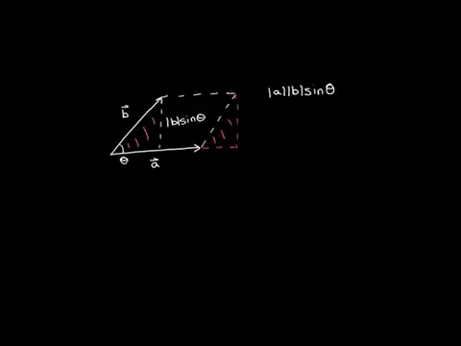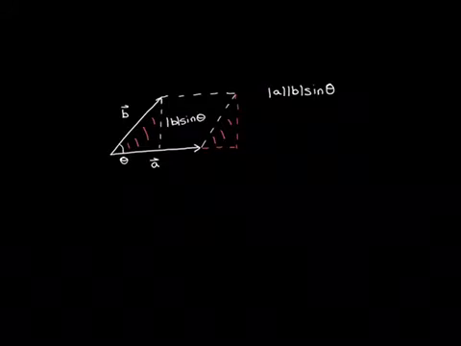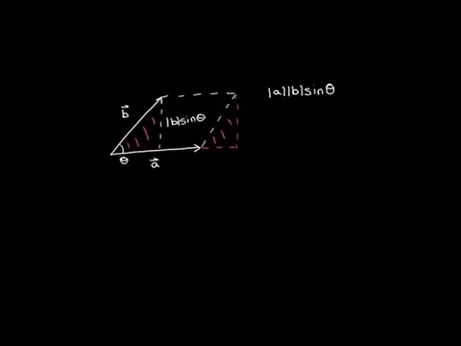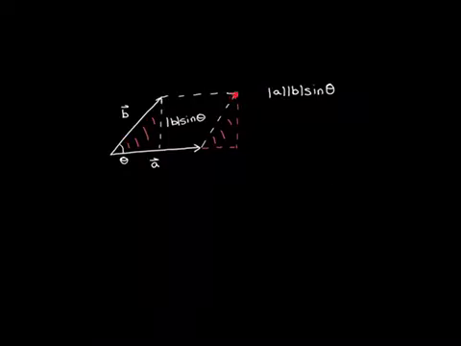So if we want to derive the formula for the cross product, the first thing that we should start off with is working out the area of the parallelogram defined by the vectors a and b. So here we have the vector a, and here we have the vector b, and here in white this is the parallelogram defined by the vectors a and b, and we want to know what is the area of that.